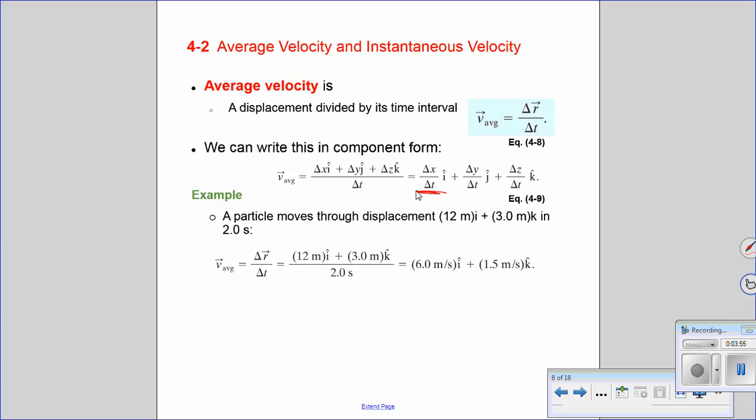All right, and so they give an example here. It says a particle moves through a displacement of 12 meters in the x direction and 3 meters in the z direction in 2 seconds. So to find the average velocity, you literally just take your displacement and divide it by the time. You just take each component. 12 divided by 2 gives us 6 meters a second in the x direction. 3 divided by 2 gives us 1.5 meters a second in the z direction. And there's no motion in the y direction, right? So there's no j component.